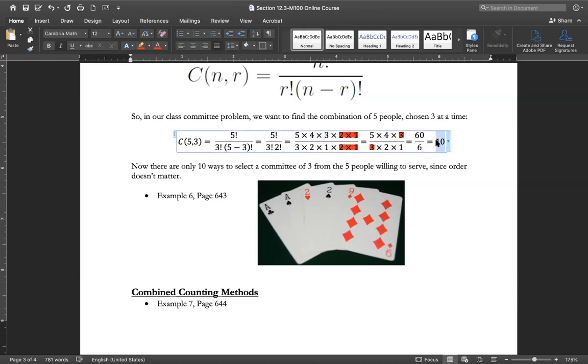But the bottom line is that if I were choosing a committee of 3 people from the 5 people that were willing to serve on that party committee, if you will, there's only 10 ways to do that. So when order doesn't matter, there are 10 different ways that you can select those 3 people. Recall that when order did matter in a permutation, there were 60 ways to fill those positions.